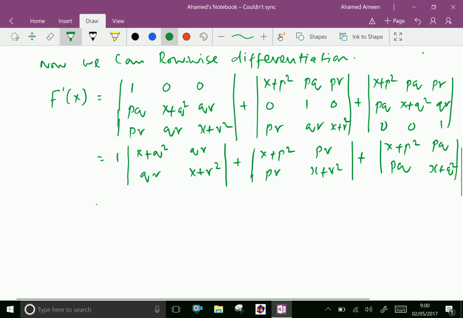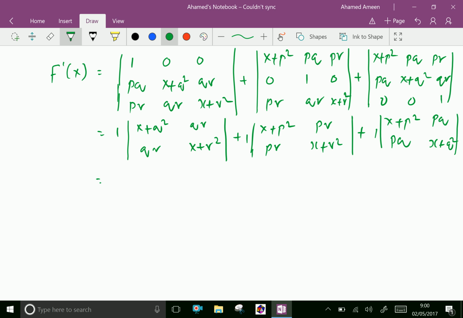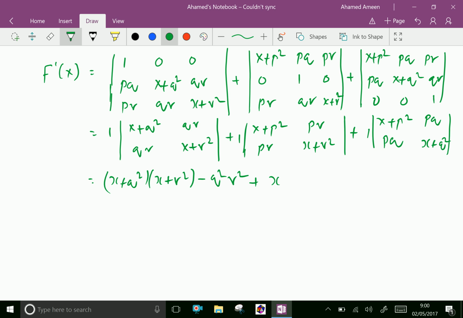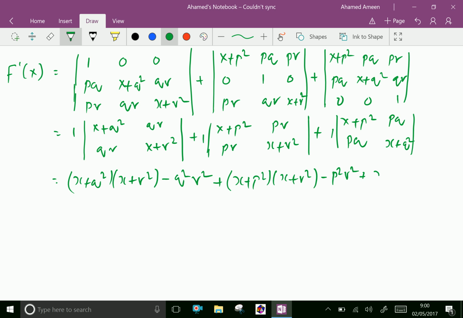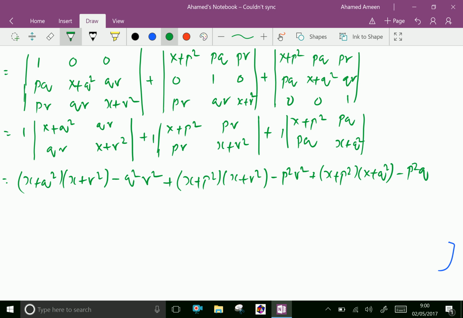Now we find the values of all. Here, the 2 by 2 determinant of this is x plus q square into x plus r squared minus q squared r squared, plus x plus p squared into x plus r squared minus p squared r squared, plus x plus p squared into x plus q squared minus p squared q squared.